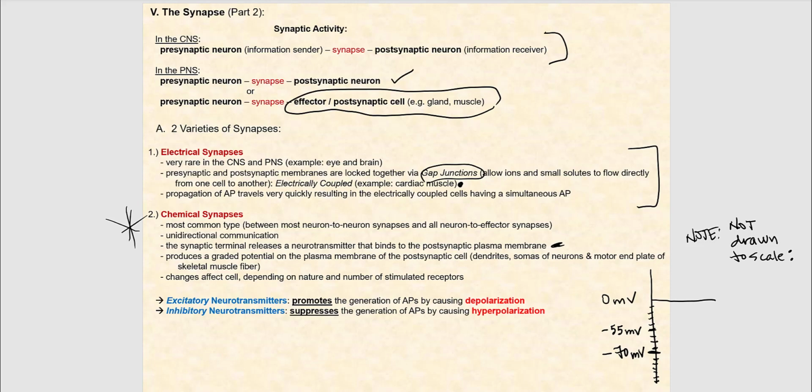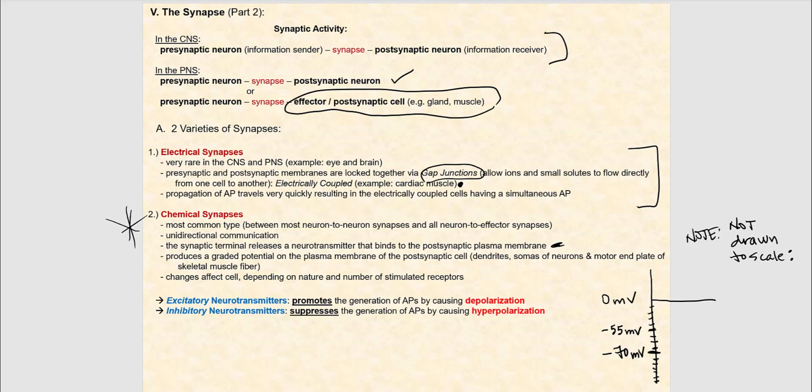In other words, the plasma membrane of the dendrites, the plasma membrane of soma, as well as the motor end plate of skeletal muscle. So if you go back to the notes of where we talked about muscle contraction, one of the things I had you memorize was that motor end plate, we generate a graded potential.